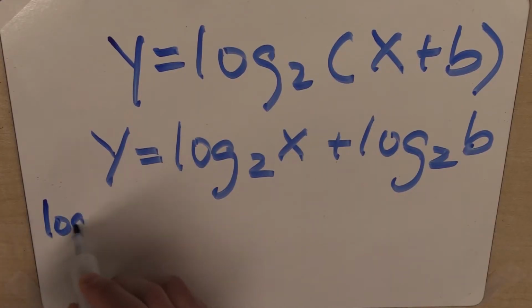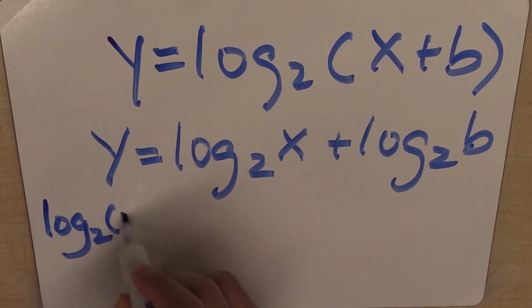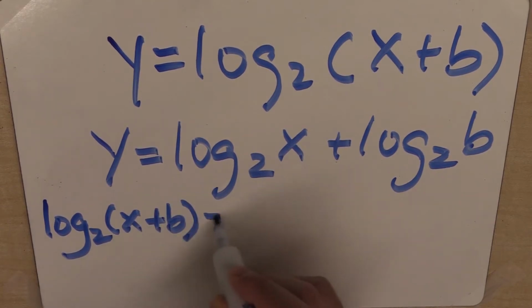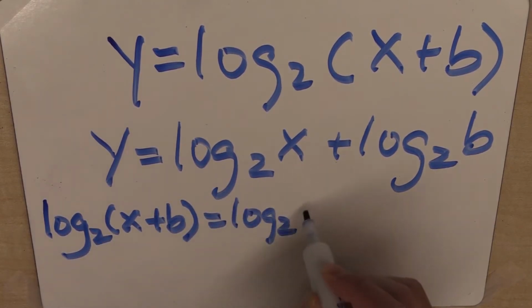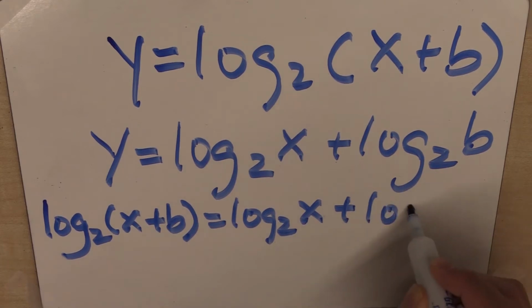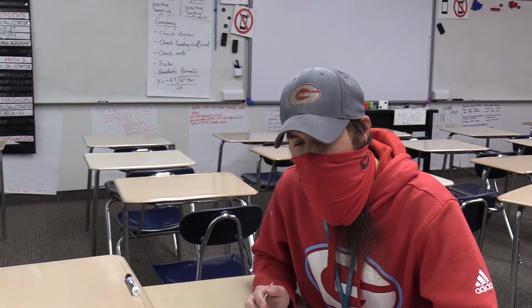Log base 2 of x plus b is equal to log base 2 of x plus log base 2 of b. I don't know about that. Logs are tricky. I don't think that you're doing the same thing as when you distribute a number. I just know that there's something going on with these logs.